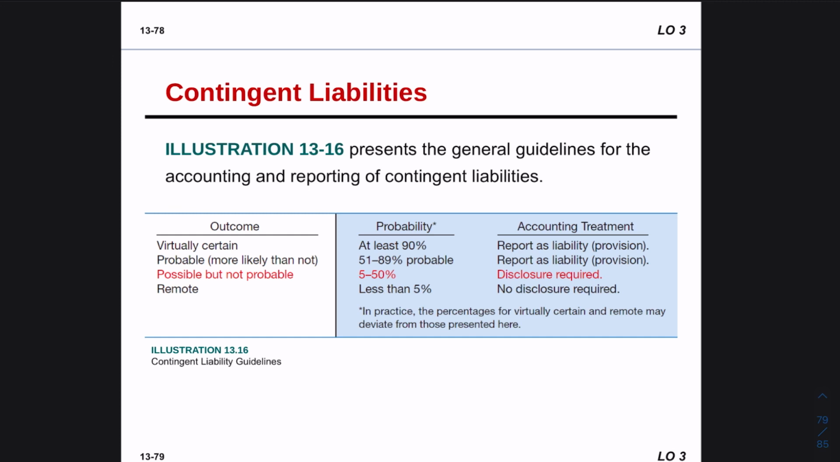In this case, we will only disclose it in the notes. If it's less than 5%, it is remote, which means we will ignore that amount, which is less than 5%. So these are the outcomes, probability, and accounting treatment. This is highly important, let's say, guidelines. So I suggest you just write some notes with it.